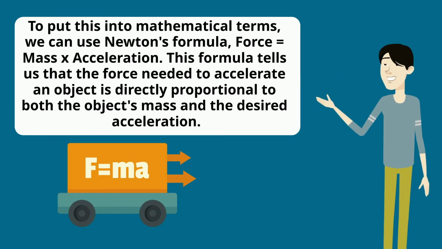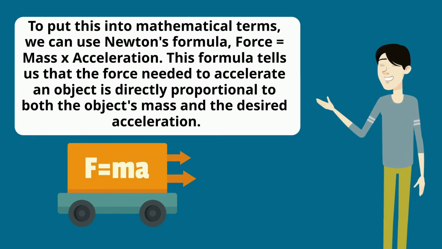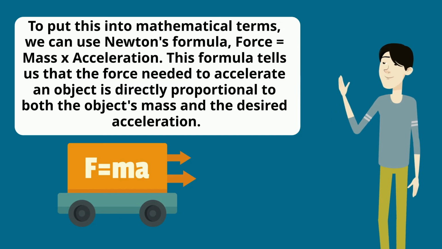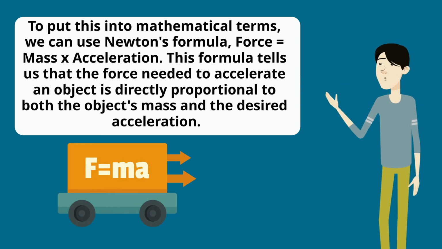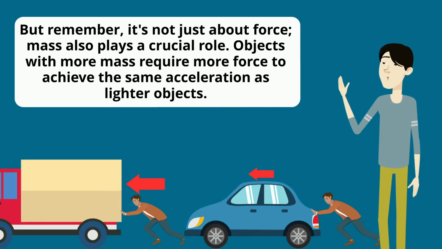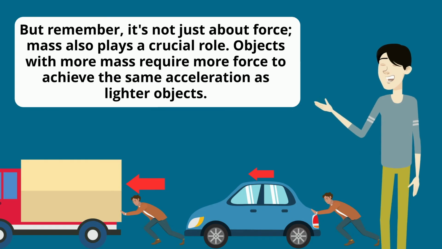To put this into mathematical terms, we can use Newton's formula, force equals mass times acceleration. This formula tells us that the force needed to accelerate an object is directly proportional to both the object's mass and the desired acceleration. But remember, it's not just about force. Mass also plays a crucial role.